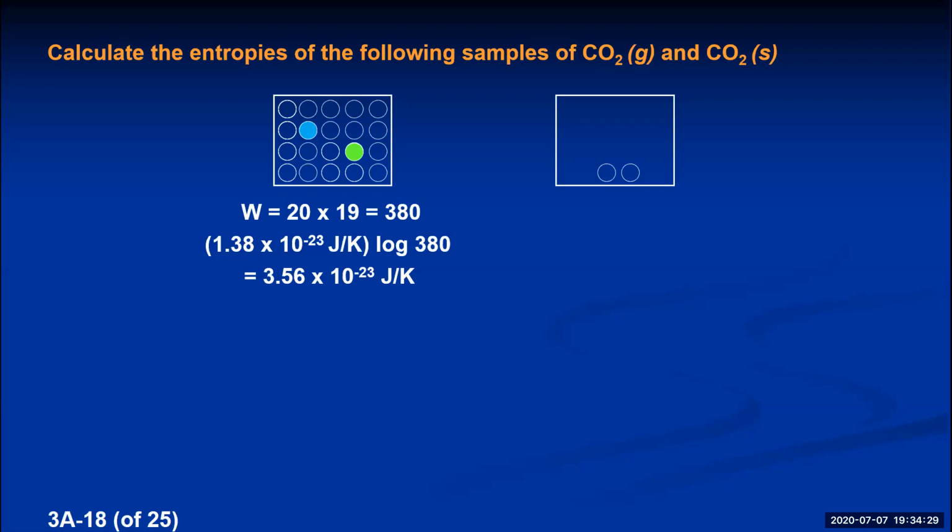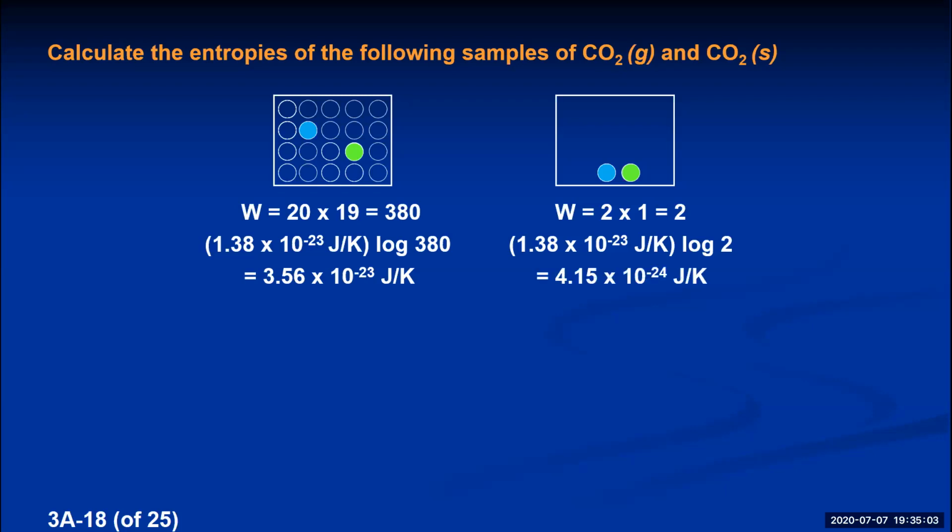Now in the second container, I'm going to look at a sample of solid carbon dioxide. In a solid, the molecules aren't flying anywhere they want in the container. They're stuck next to each other as a crystal at the bottom. So these two molecules have to be in these two spots. The blue one has to be in one of the two spots, and then once that one's set, the green molecule has to be in the other. So the W value for the solid would be 2 possible positions for the blue and then only 1 possible position for the green. This multiplies to make a W value of 2. So what's the entropy of the solid? It's 1.38 times 10 to the minus 23rd joules per Kelvin, multiplied by the log of 2, and that comes out to 4.15 times 10 to the minus 24th joules per Kelvin.